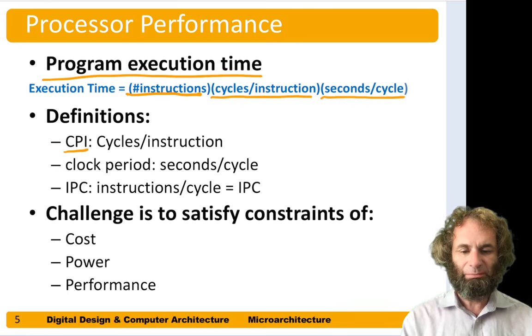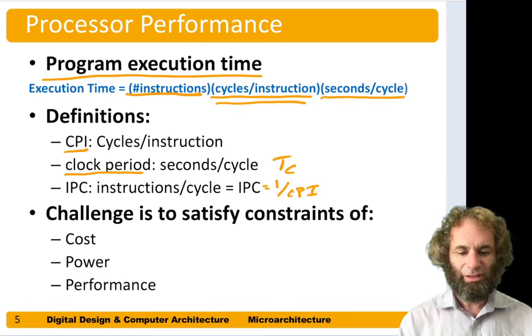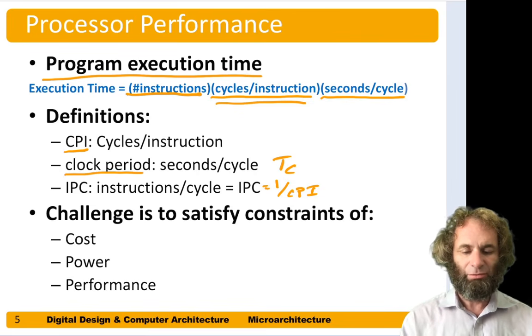So let's define CPI to be the cycles per instruction. The clock period, also known as TC, is the number of seconds in a clock cycle. And sometimes we'll look at IPC, instructions per cycle. That's the reciprocal of the cycles per instruction. And our challenge is to satisfy some constraints of cost, power, and performance, or get the best performance we can under cost or power constraints.